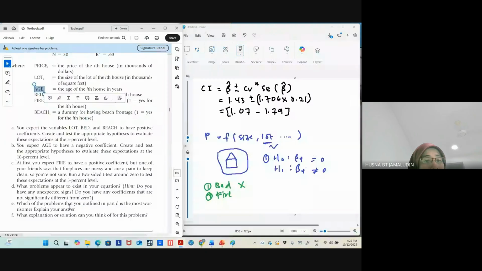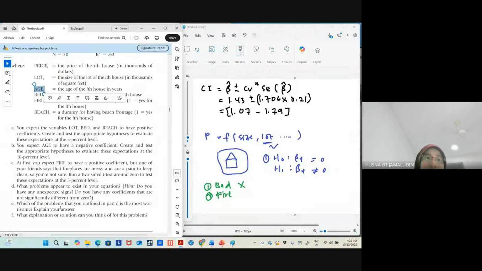Which of the problems that you outlined in part D is the most worrisome? Explain. Which problem? Remember when you have multicollinearity, for example, you have age and lot, you have bed and lot, multicollinearity will not cause bias. So you don't really have to worry about multicollinearity. What else? When you include an irrelevant variable, not so much. But remember, when you omit a relevant variable, that will kill you. That will cause bias.